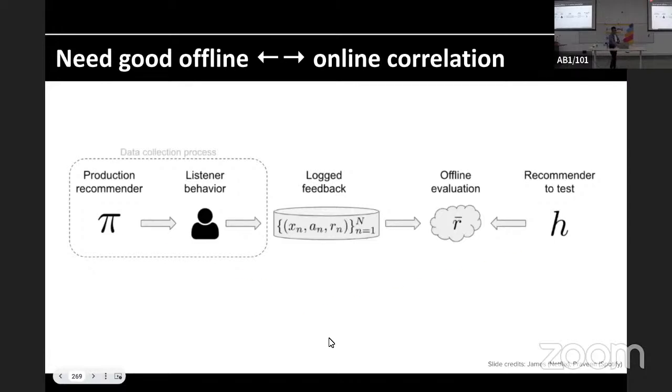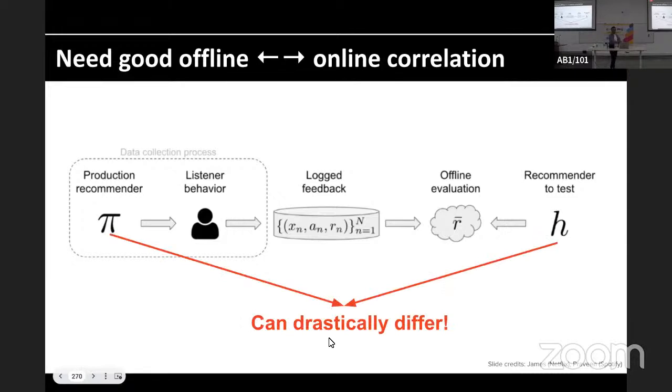The problem is these two can be very, very different. Now assume this model is very friendly towards creators. It says, I'm going to show a lot of tail creators. But in the log data, the production model never showed any tail creator. So in the log data, I have no data wherein I have shown a tail creator. So how do I evaluate this model?